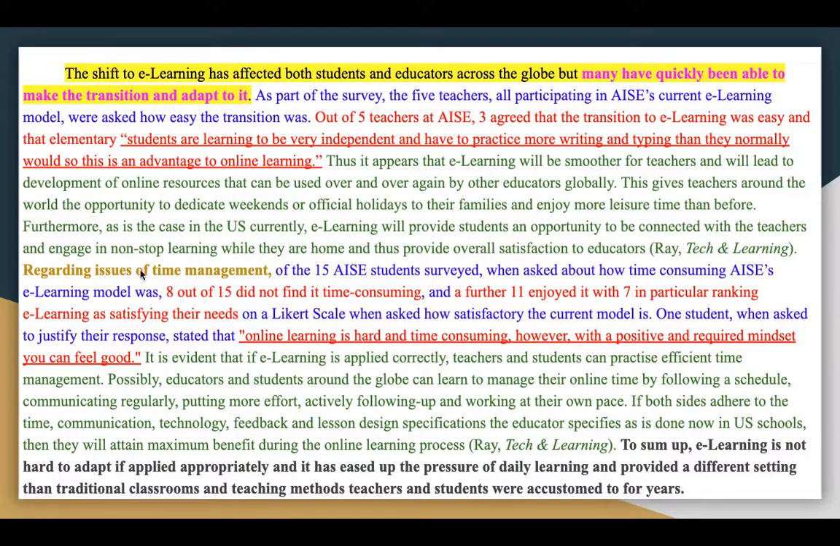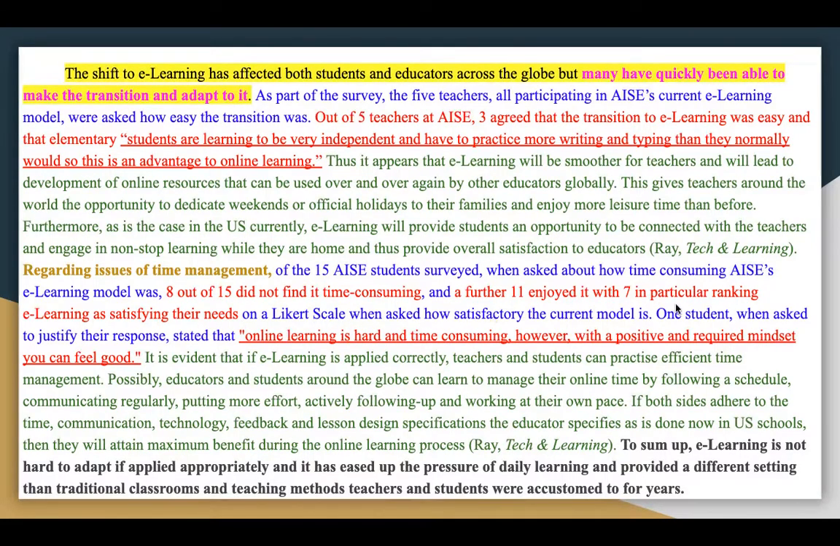He moves on regarding the issues of time management. More context. Of the 15 AISE students surveyed, when asked about how time-consuming AISE's e-learning model was, context. What is being asked? Who is being asked? 8 out of 15 did not find it time-consuming, and a further 11 enjoyed it, with 7 in particular ranking e-learning as satisfying their needs on their Likert scale when asked how satisfactory the current model is. Context. Likert scale. 15 students asked. Evidence. 8 out of 15 said this. 11 and 7 said this.